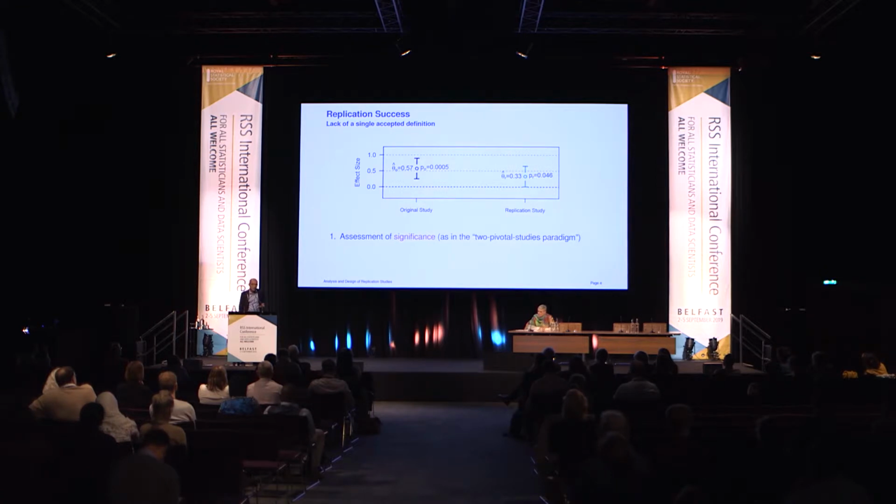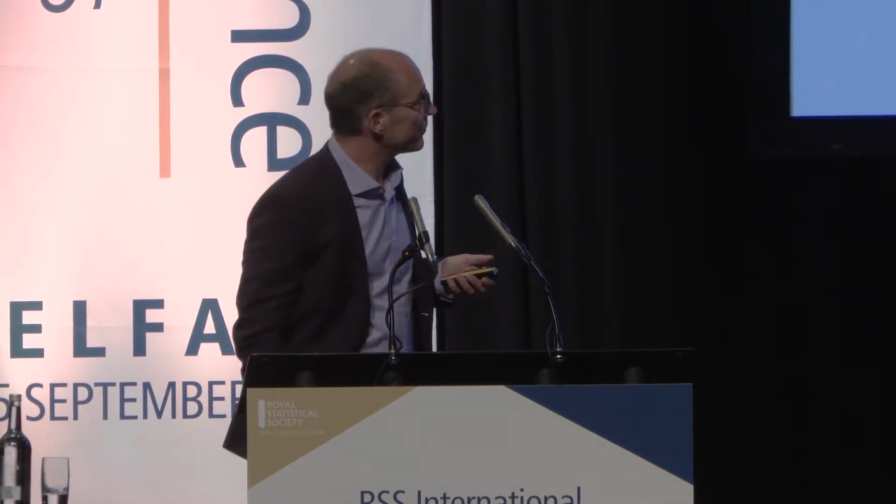So what do people do these days to assess replication success? Probably the most common approach is just to assess significance of the replication study, and if the original study was also significant, then people declare replication success. This is similar to what's called the two-pivotal study paradigm, which is used in drug development and drug approval by the FDA or EMA, which requires two significant studies before a drug is approved.